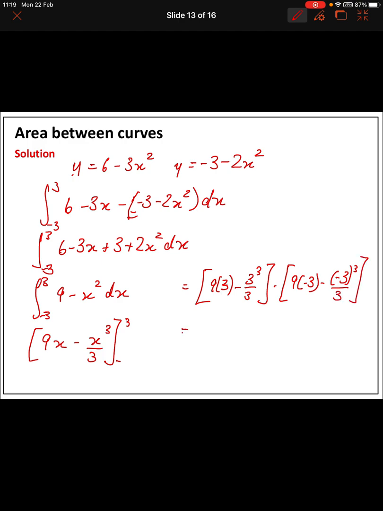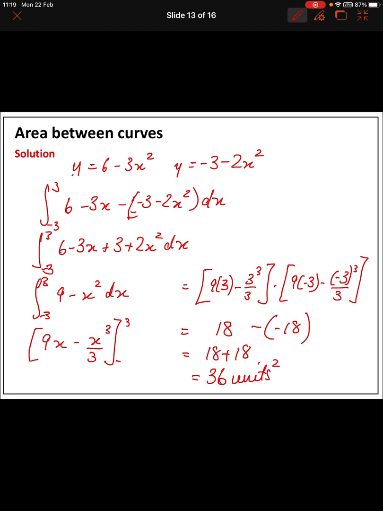Okay, so for the first one, chuck it into your calculator, you've got 18 minus minus 18. Okay, add the two together, two negatives make a positive. So your total area is 36 squared units.